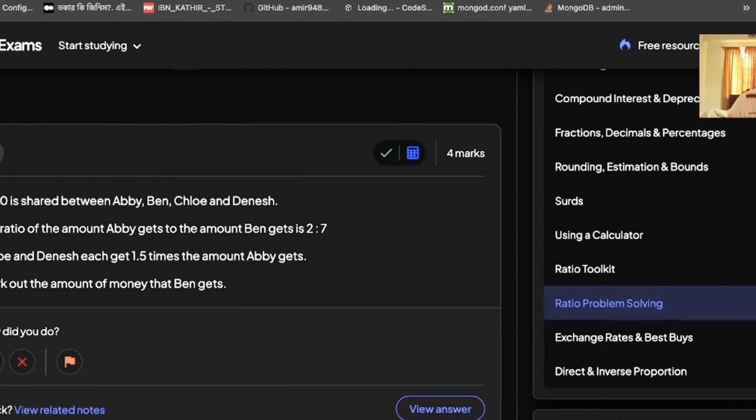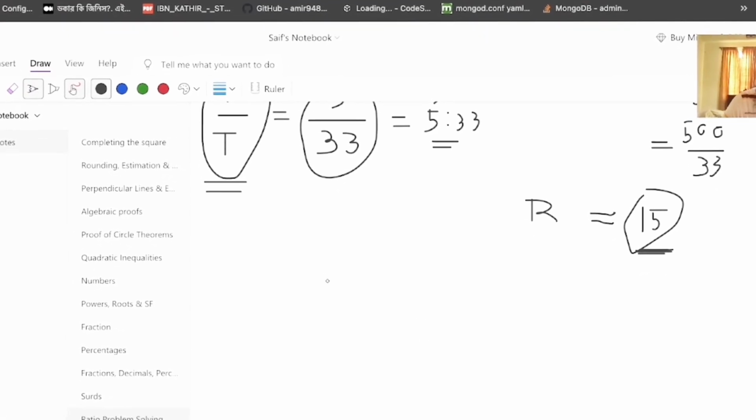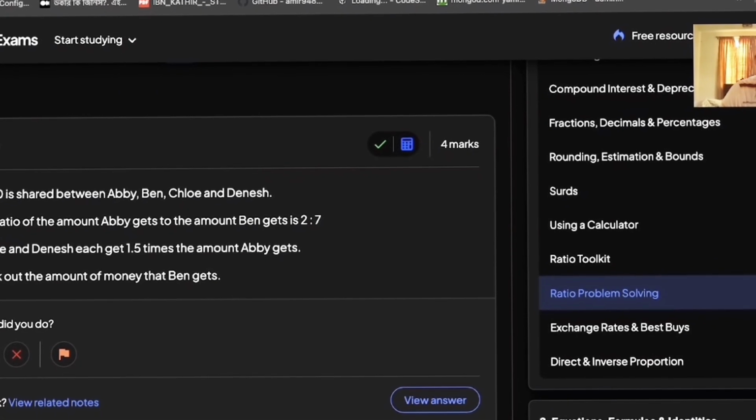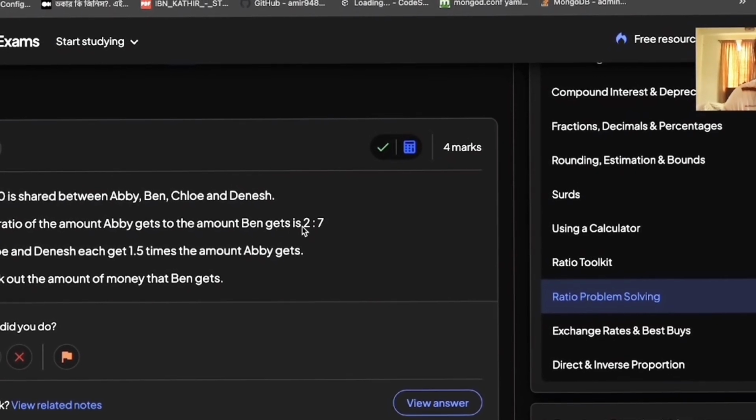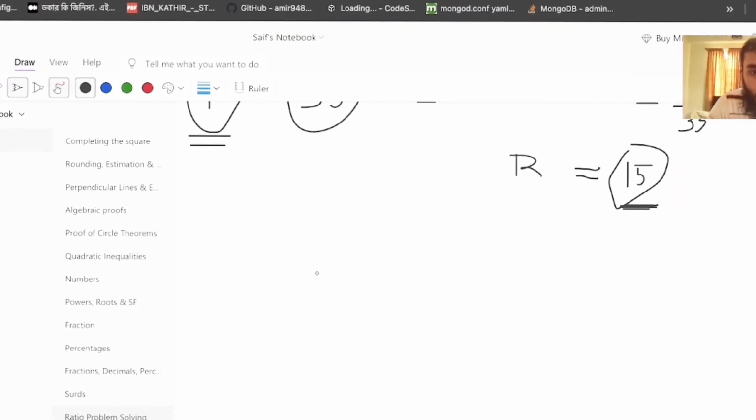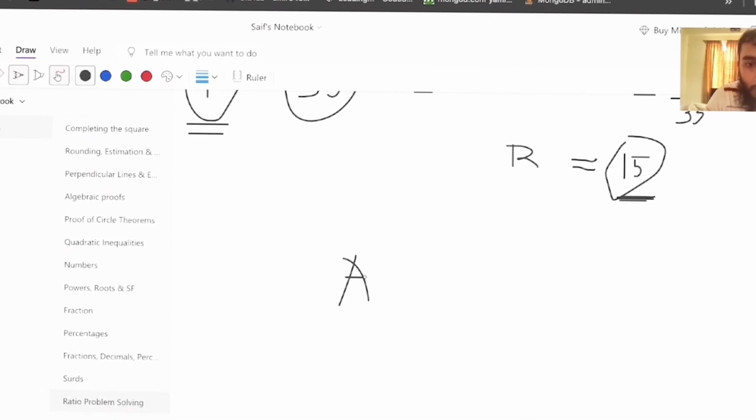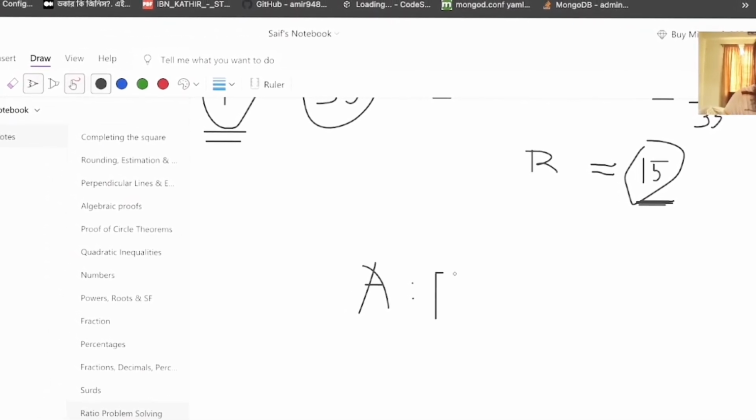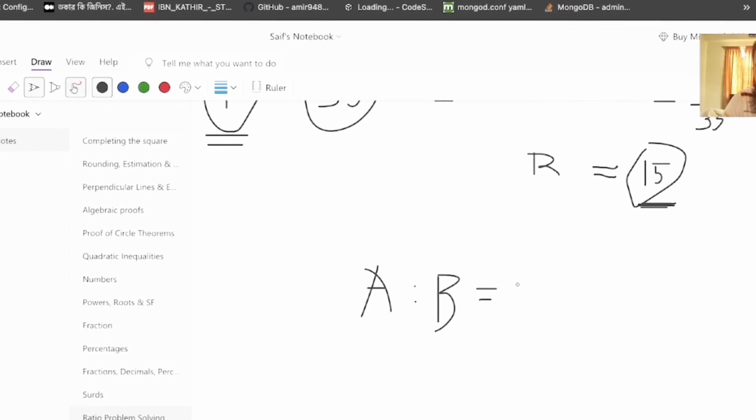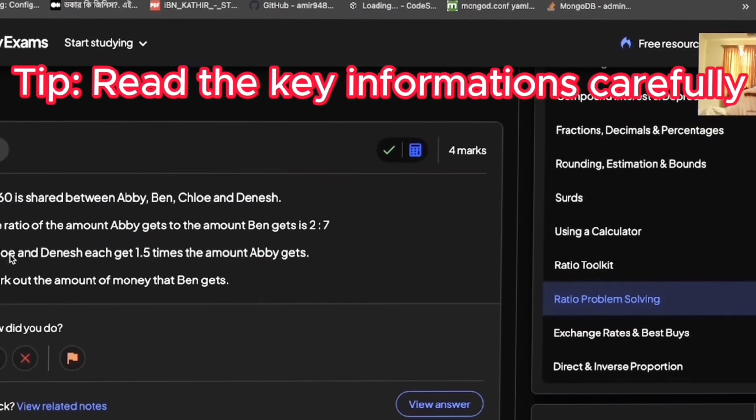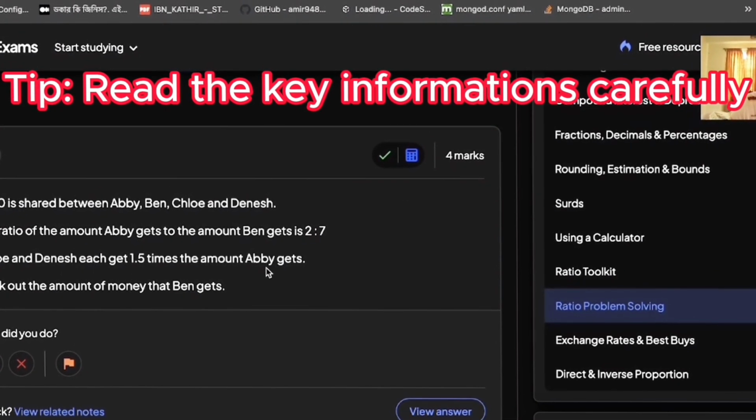The first information given here is that the ratio of the amount Abby gets to the amount Ben gets is 2:7. The second information is that Chloe and Dinesh each get 1.5 times the amount Abby gets. So I'll use the first information first: the ratio of the amount of Abby to Ben is 2:7.